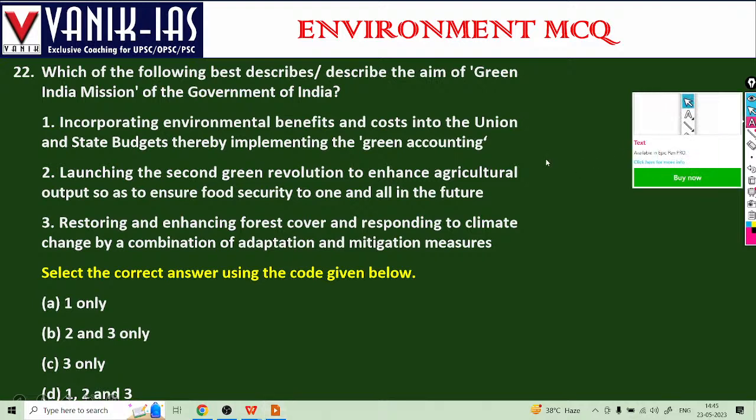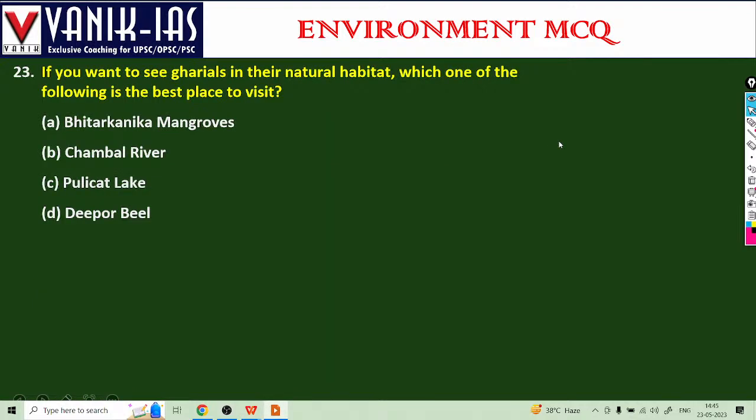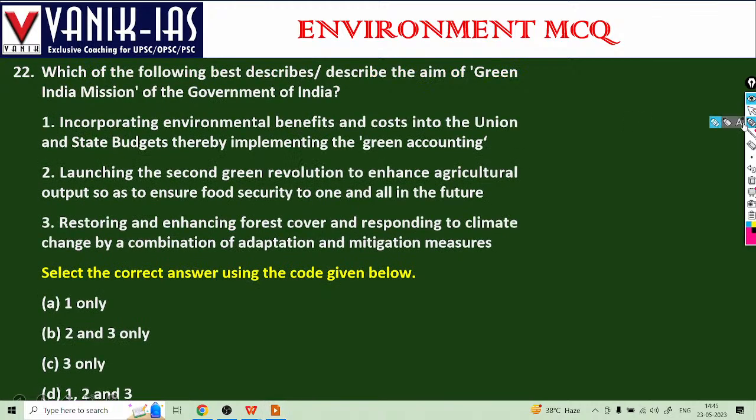Next question. Which of the following best describes the aim of Green India Mission of the Government of India? Incorporating the environmental benefits and costs into the Union and state budgets, thereby implementing green accounting; launching the second green revolution to enhance agriculture output so as to ensure food security to one and all in future; restoring and enhancing forest cover and responding to climate change by a combination of adaptation and mitigation measures.